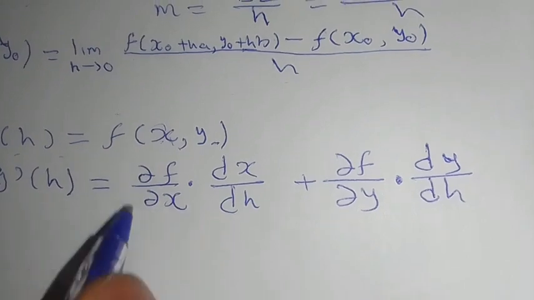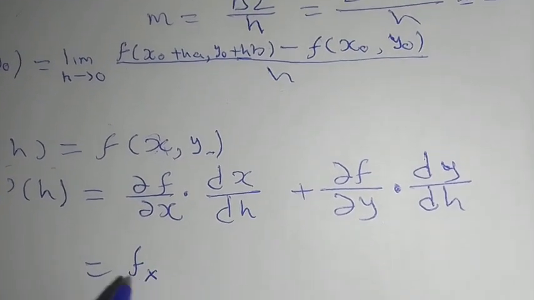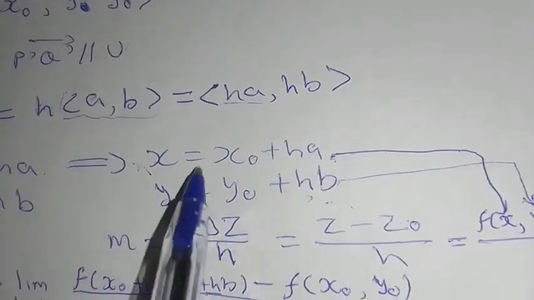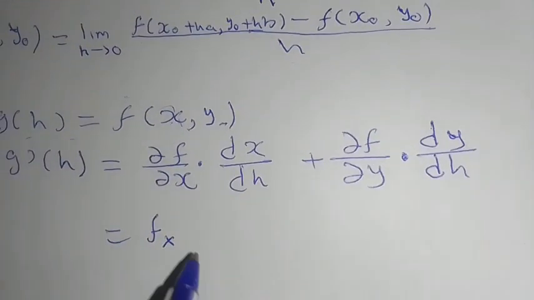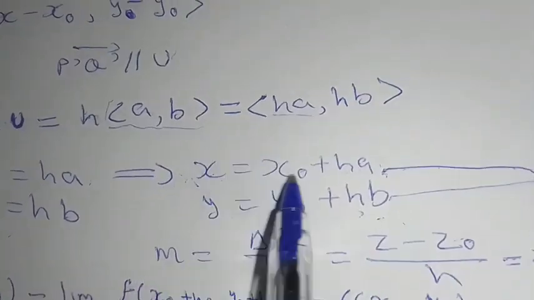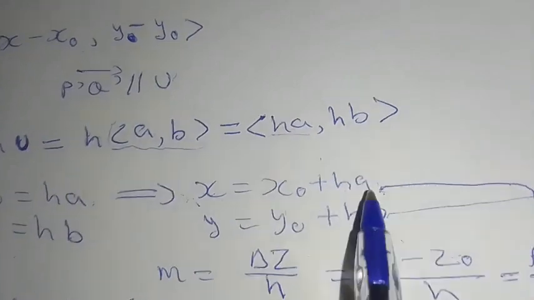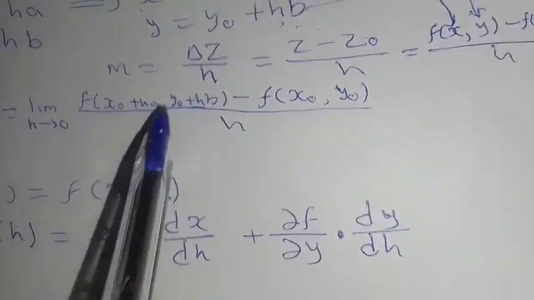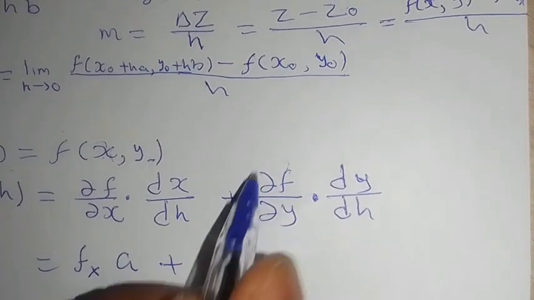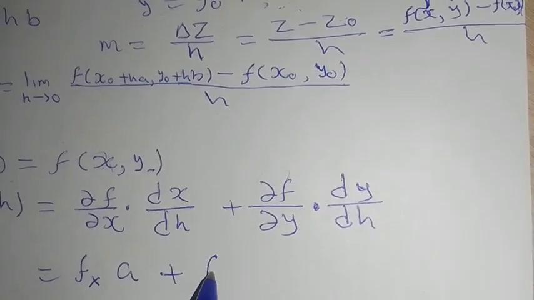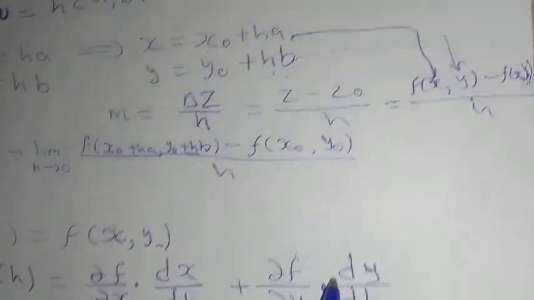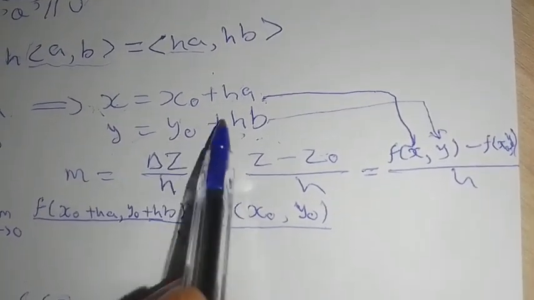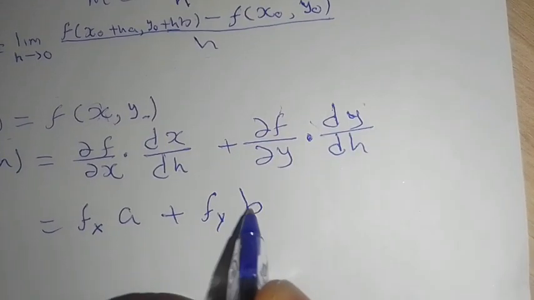We denote the partial of f with respect to x as just fx. And what's dx dh? X is this one, so dx dh is just going to be a. With respect to h, this one is constant, and the derivative of this one with respect to h will just be a. Similarly, the partial of f with respect to y is just fy. And then dy dh is technically going to be b, because this one is constant here. So you derive that part and you just get b.